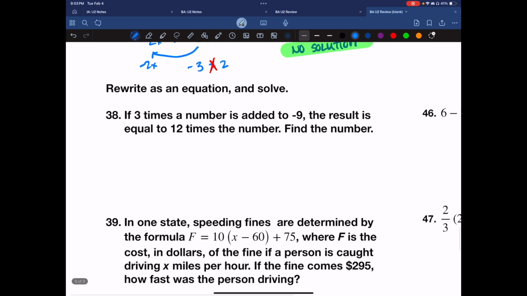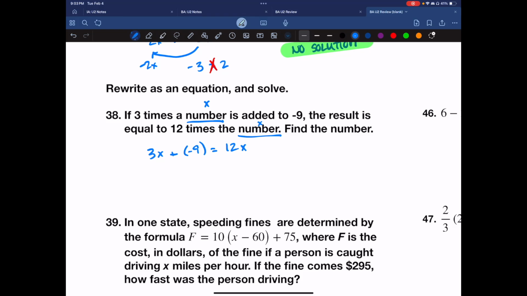Again, we're switching gears. Rewrite as an equation and solve. It says 3 times the number. Again, when you think number, think variable. So in this case, we're going to say x. So this is going to be 3 times x. So 3x is added to negative 9. And the result is equal to 12 times the number. It didn't say a different number, so we automatically use the same number.